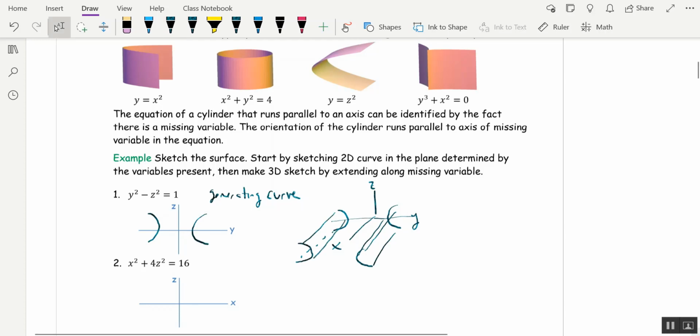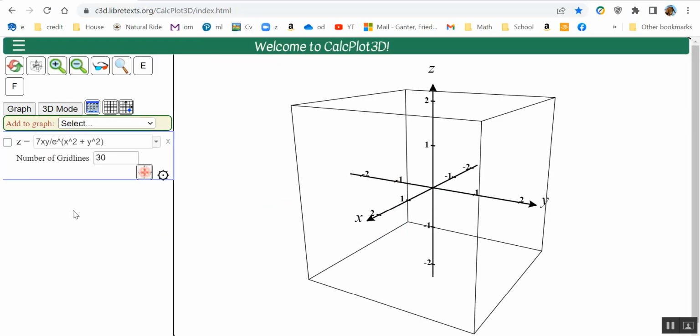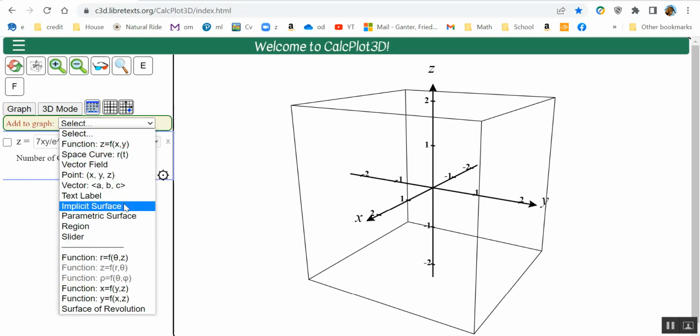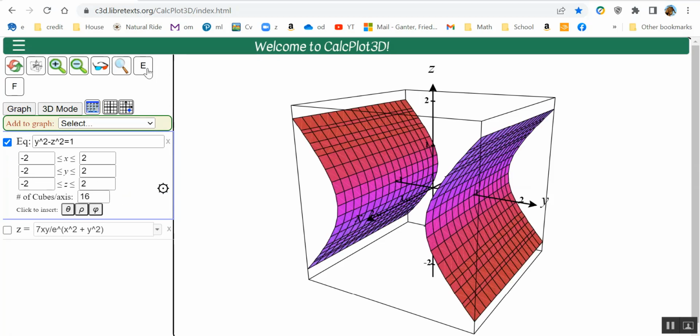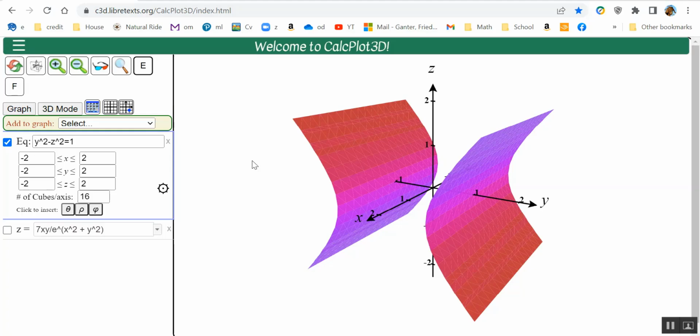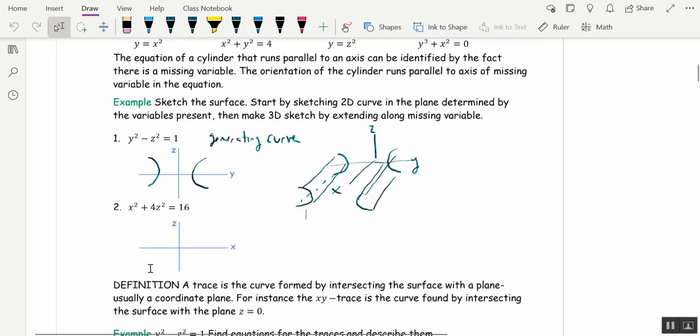I'm going to show you that picture in Calc 3D right now. Okay, so here I am in Calc 3D, and I will need to select an implicit surface in order to graph this. And I type in my equation, and there's my cylinder. And I'll clean it up a little. That's a much better picture than the one I had. Now, we're going to use this example on the bottom of the page, so we're going to come back to this in a minute.